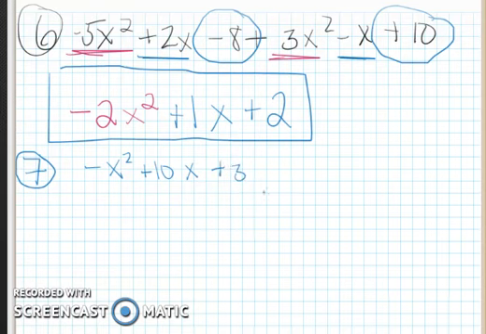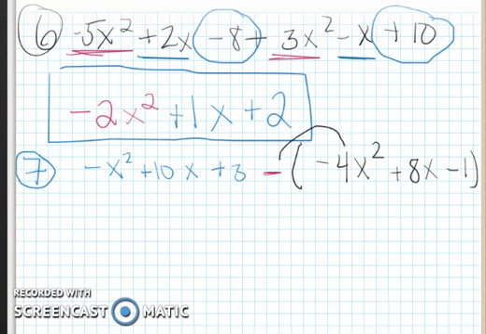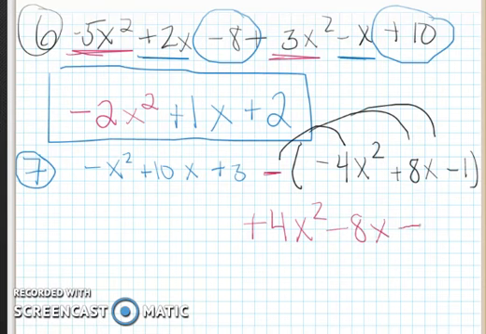minus, now this is important that we have a minus here, parentheses. Notice I'm leaving the parentheses when minus has to be involved. Negative 4x squared plus 8x minus 1. The reason why the negative is so important is we have to distribute the negative into each piece. So what was once positive is now negative, and what was once negative is now positive. A negative 4x squared is going to become a positive 4x squared. A positive 8x is going to become a negative 8x, and a negative 1 is going to become a positive 1.